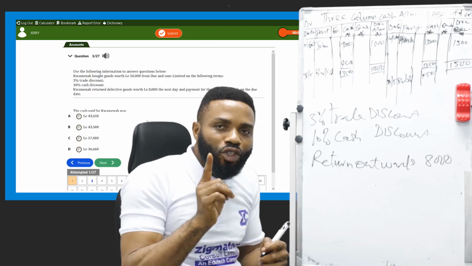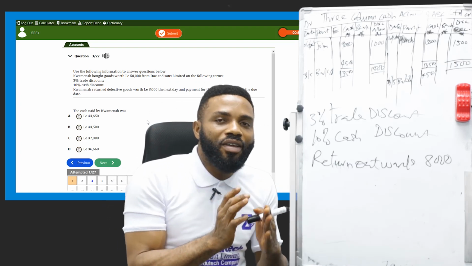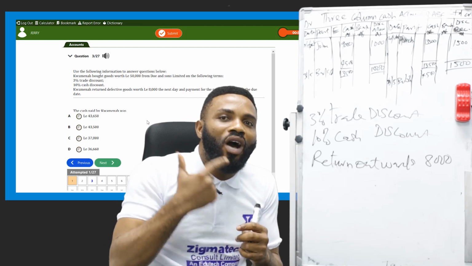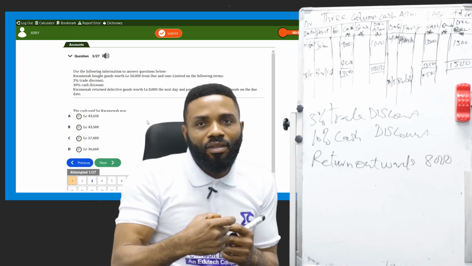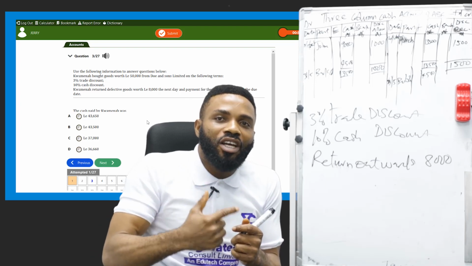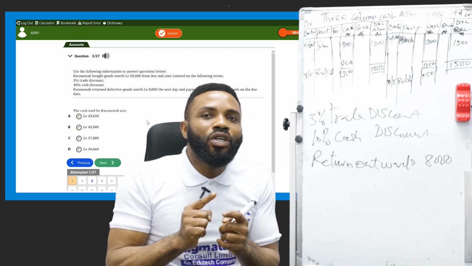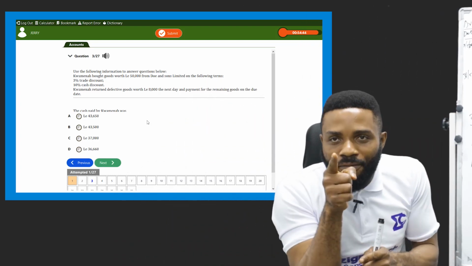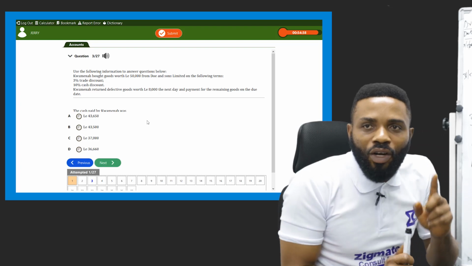The only thing I want to point out here is that this question is very sensitive and very technical. Whenever you are given trade and cash discount at the same time, you first subtract your trade discount, because trade discount is what affects the price. It takes off the price. So you remove the trade discount before you charge your cash discount. And you are not going to remove your cash discount until you effect the returned goods. So let's make progress.